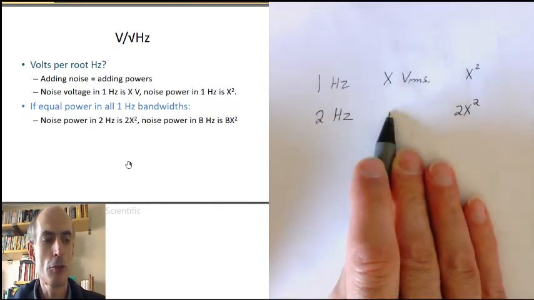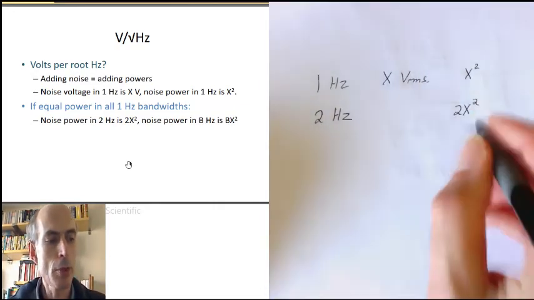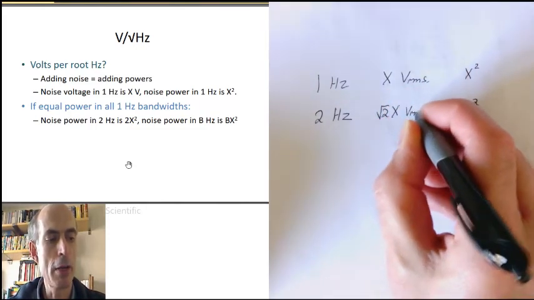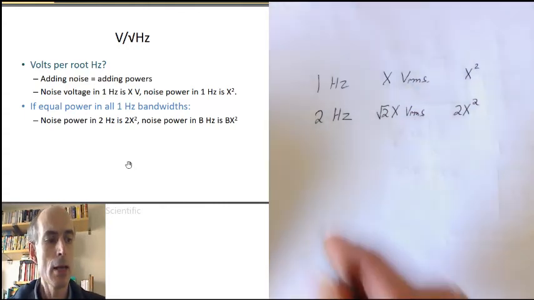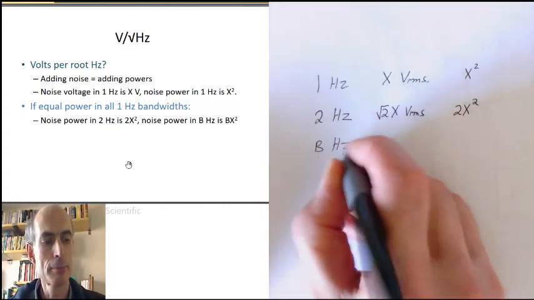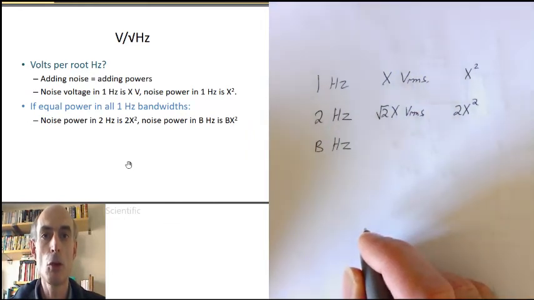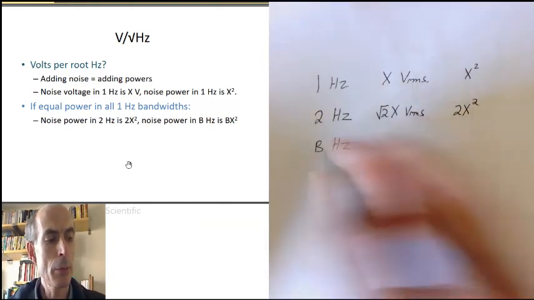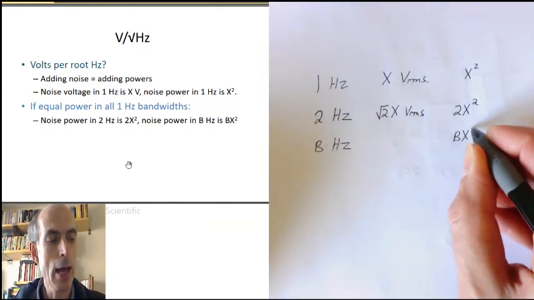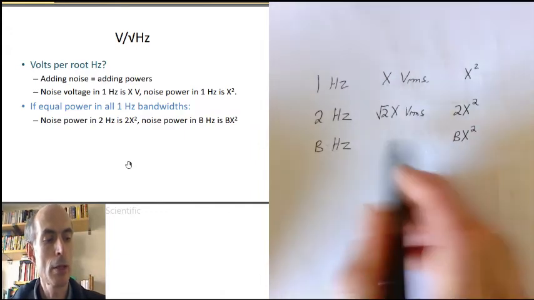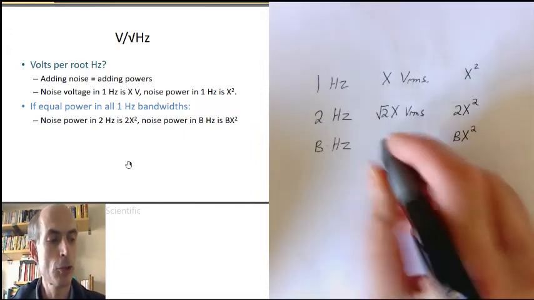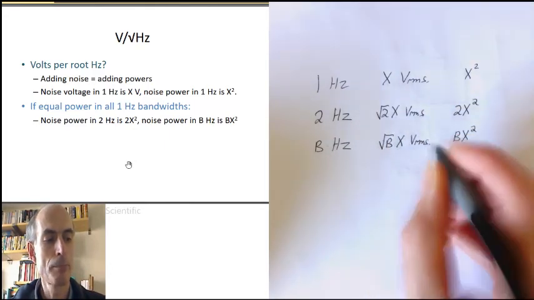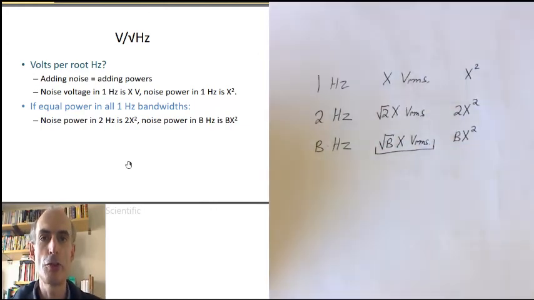The voltage is the square root of the power, so that would be square root of 2 times X volts RMS. And if we had a bandwidth of B hertz with the same power in all of the 1 hertz bandwidths within B hertz, that would have a total power of BX squared, and therefore a total RMS voltage of the square root of B times X volts RMS. That would be our noise voltage.